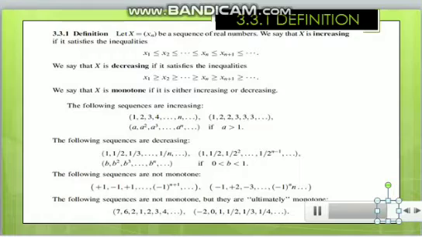And the last, the following sequence is not monotone, but it is ultimately monotone, like 7, 6, 2, 1, 2, 3, 4, and so on.